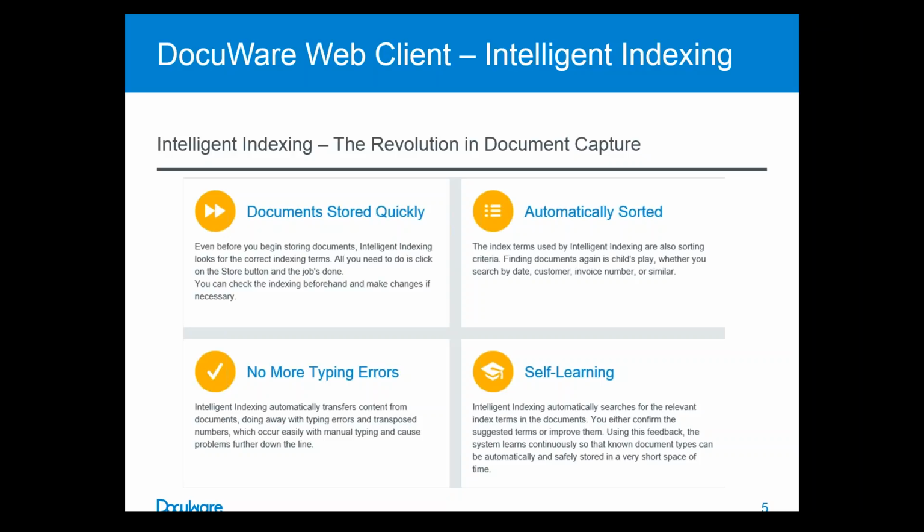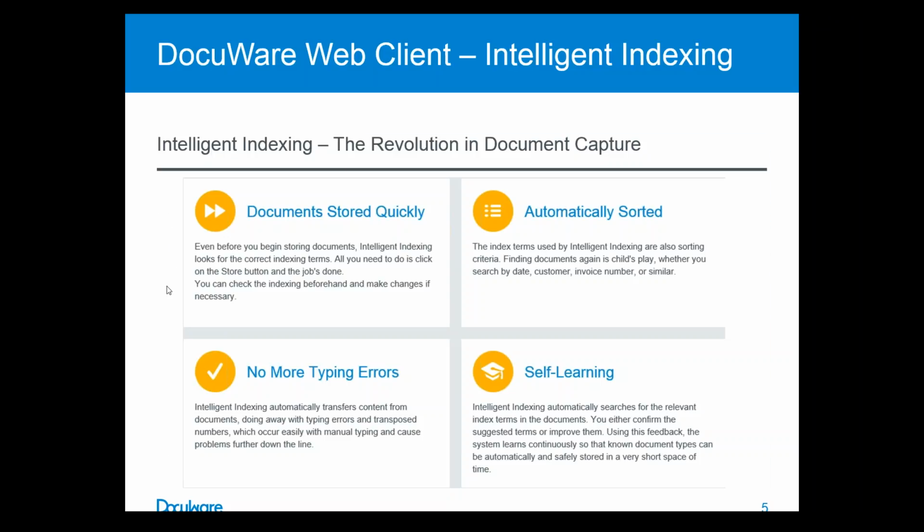And now with 6.7, intelligent indexing can also be added on as a module running locally on your system, so you're not going out to an actual service in the cloud. Everything would be processed internally in your system. So let me just show you what this is all about.